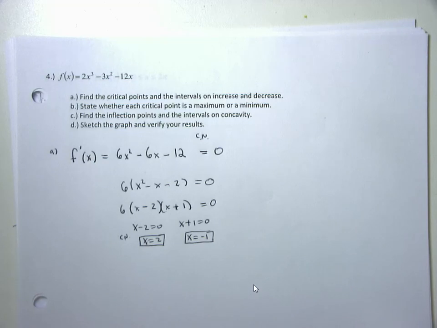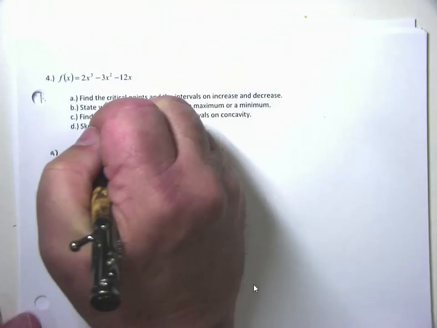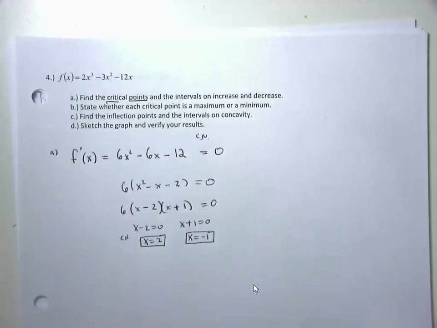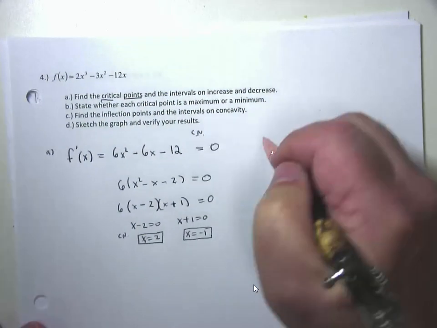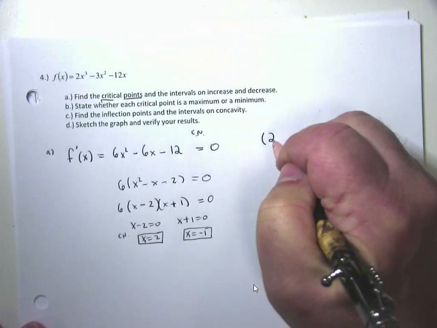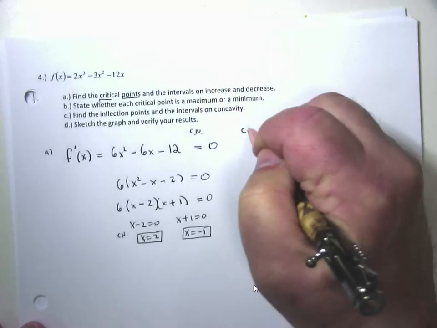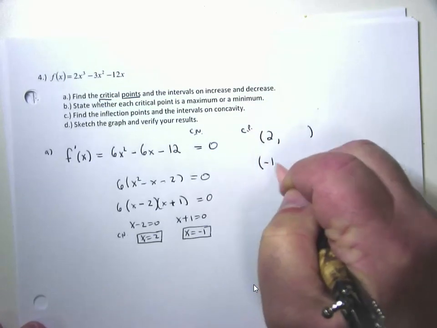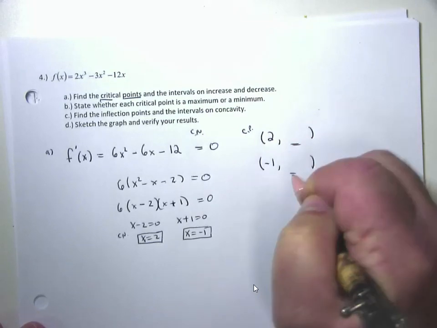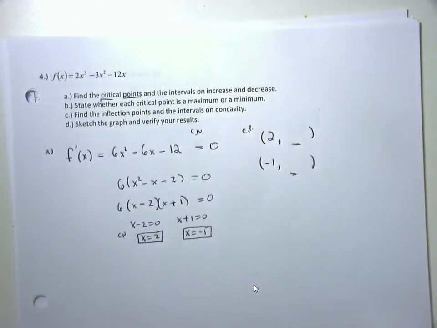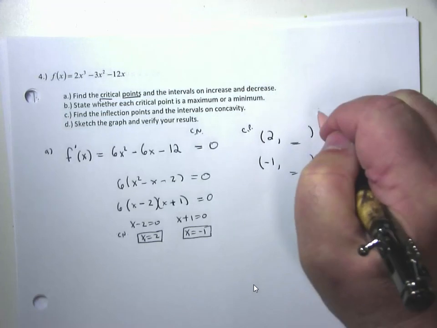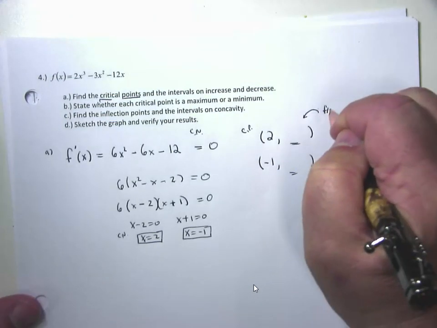I'm supposed to find what? Critical points. What I've got here is the x coordinates, 2 and negative 1. How do I get the y coordinate? What am I going to do? Plug it in where? The original equation. So plug them into the original equation. So this guy right here, this is for your benefit, is going to be f of 2.